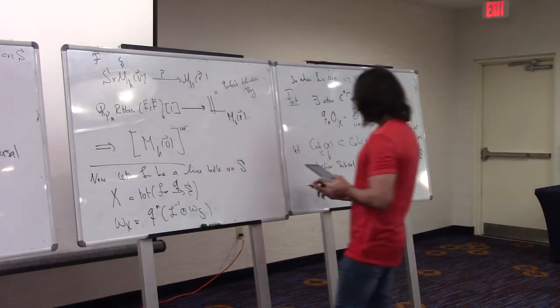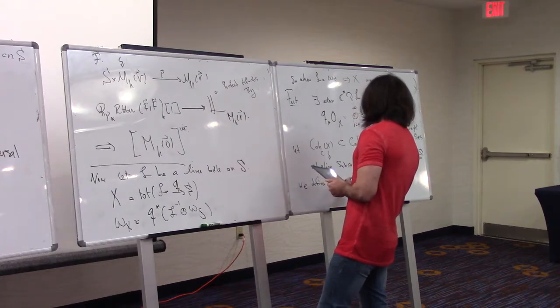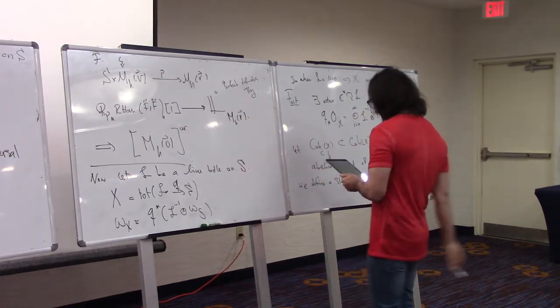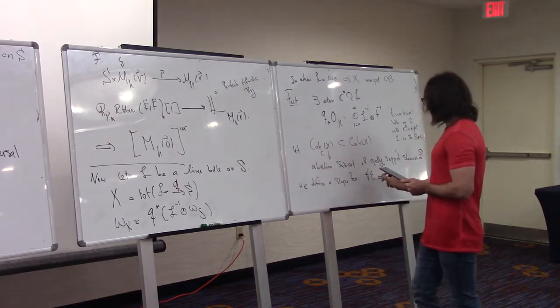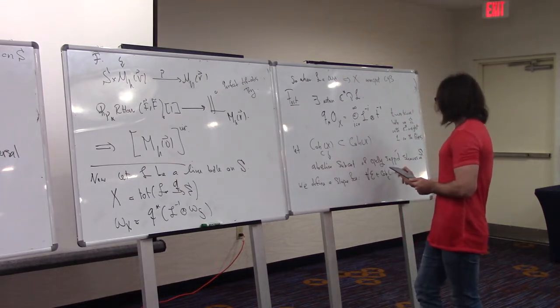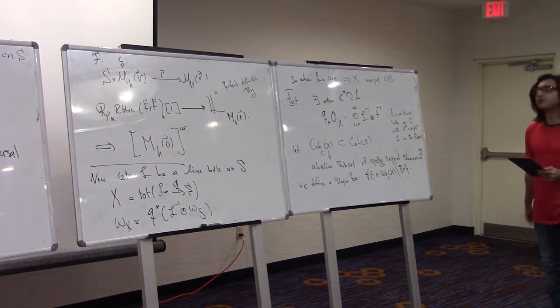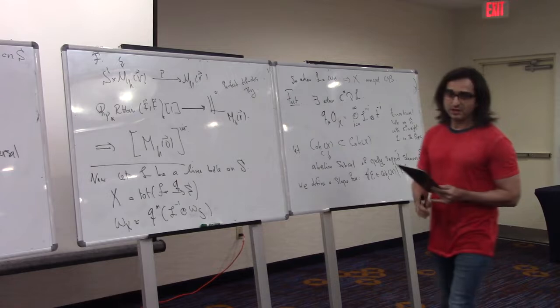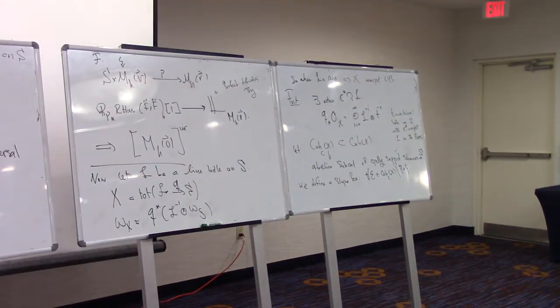So we define a slope function, which is the following way. For any element in this compactly supported category, of course minus the zero sheaf, we can define a slope of that sheaf the following way.